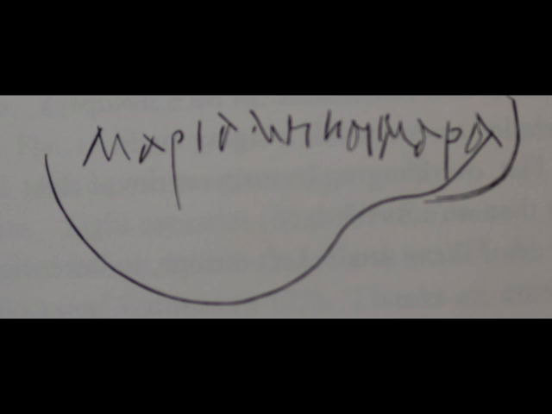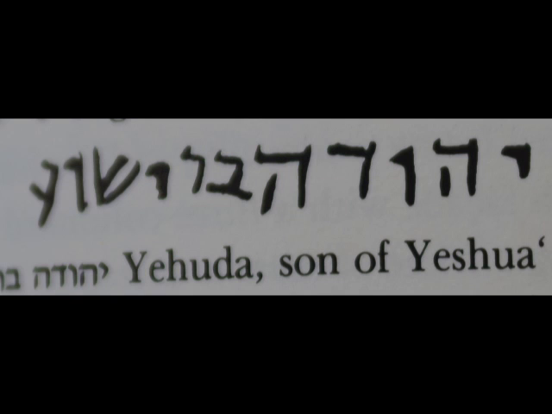This ossuary is marked Mary and Martha, two women. They must have been sisters because Jewish law did not allow burial together of two unrelated women. The inscription on this ossuary translates to Judah, son of Jesus.